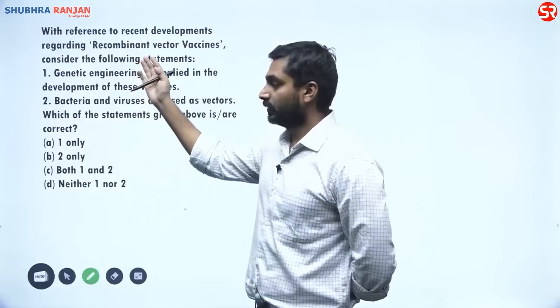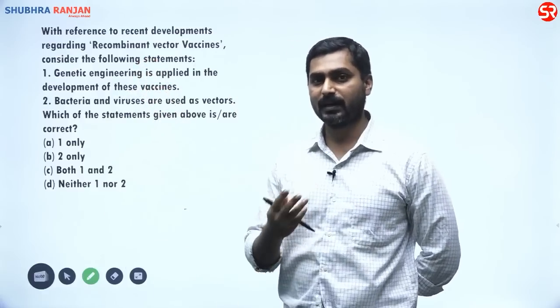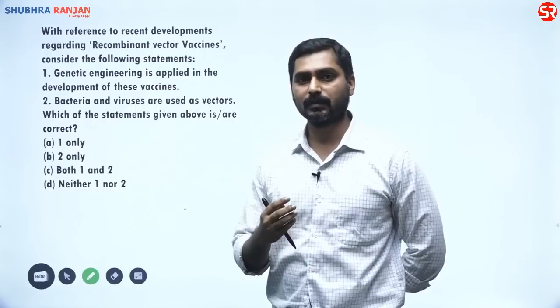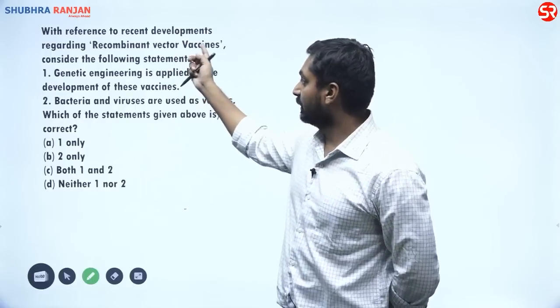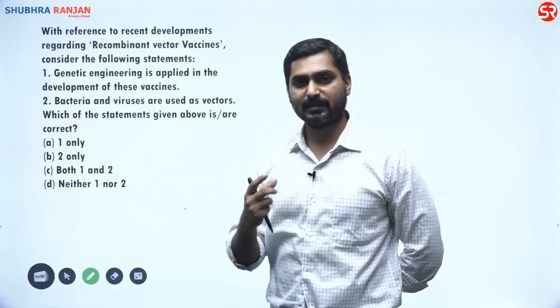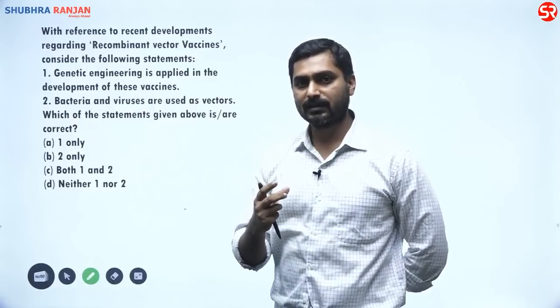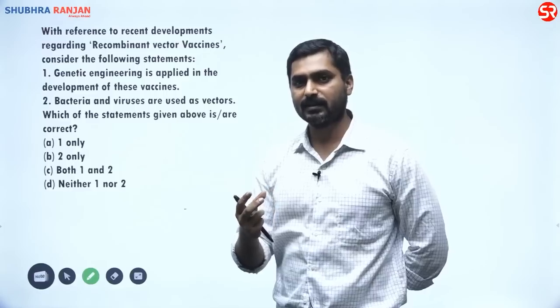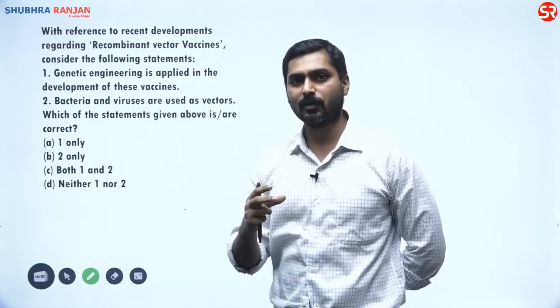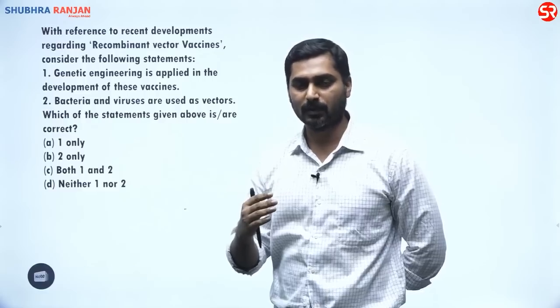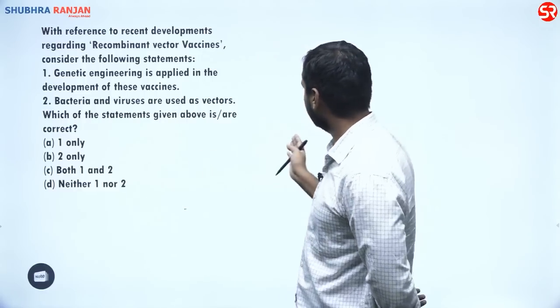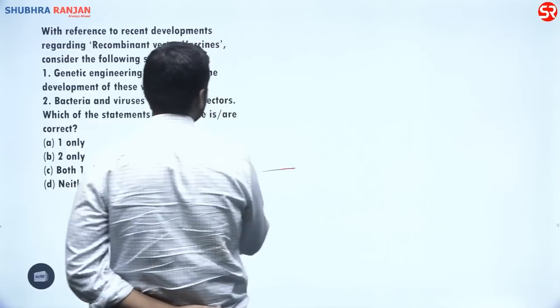So you need to be aware of different types of vaccines that are used or being produced to fight the COVID pandemic. So recombinant vector vaccine is one type of vaccine. In this, what is done is that a modified virus is injected in the human body, and this generates the immune response. So first we need to understand what are the different types of vaccines.